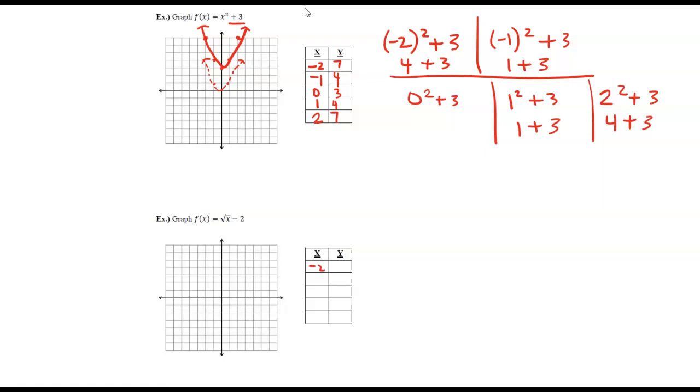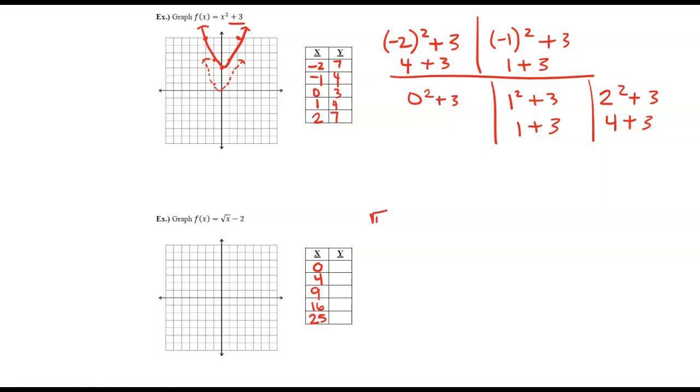Oh, actually, let's undo that. Because we have a square root, I'm remembering we can't do a negative under that square root. And so we want to do numbers that will give us a perfect square. So let's start with 0. Then let's maybe do 4, 9, 16, and 25. So I'm just going to go in order.